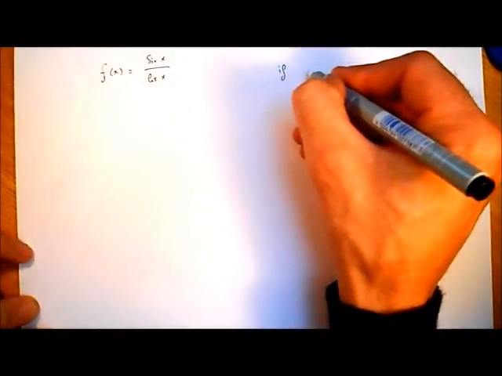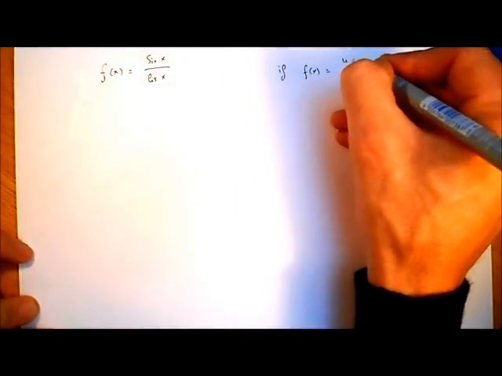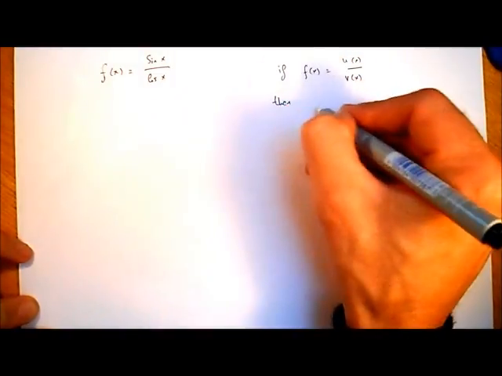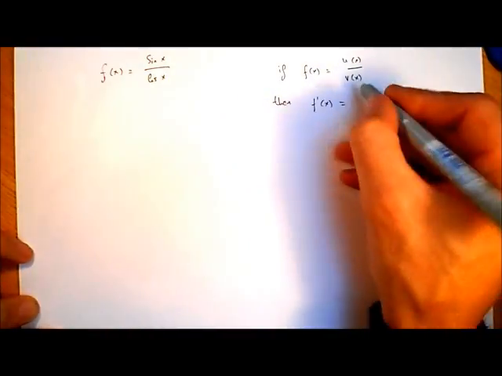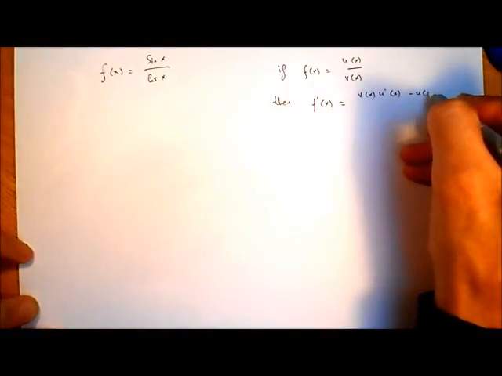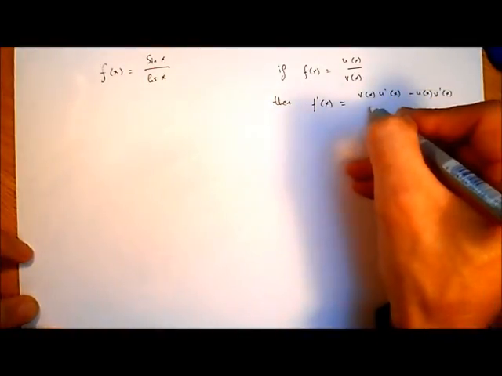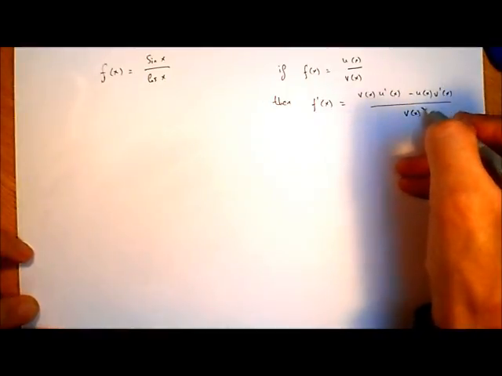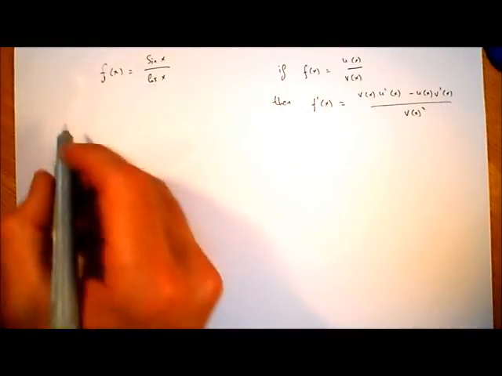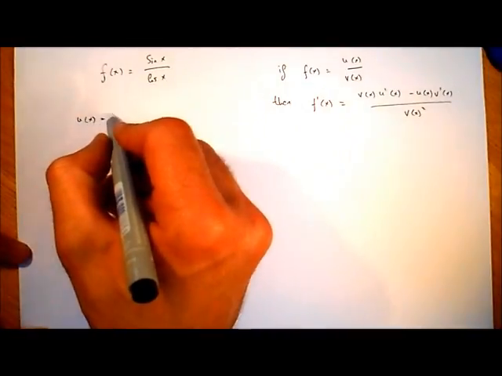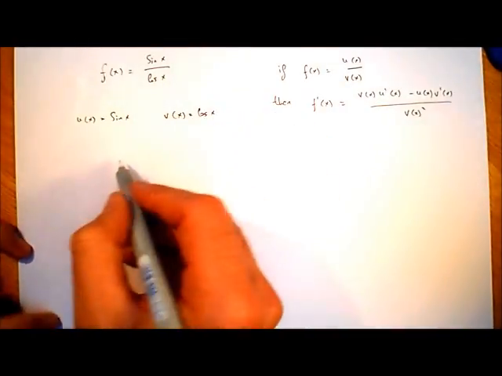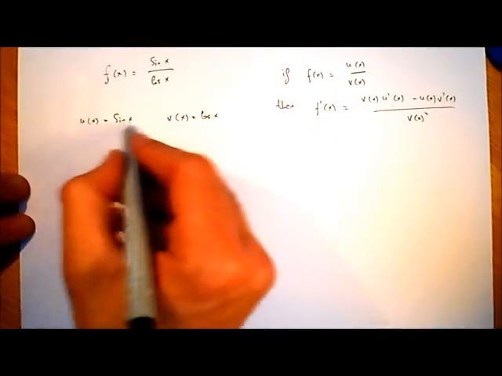So the quotient rule says, if you remember, if f of x is equal to u of x divided by v of x, then f dash x, this is just the quotient rule, is v of x times u dash x minus u of x v dash x all over v of x squared. So the top bit here is u of x, the bottom bit is v of x, so we have u of x is equal to sine x, v of x is equal to cos x, and then we can find u dash x by differentiating this.